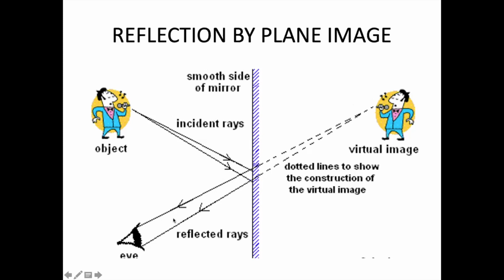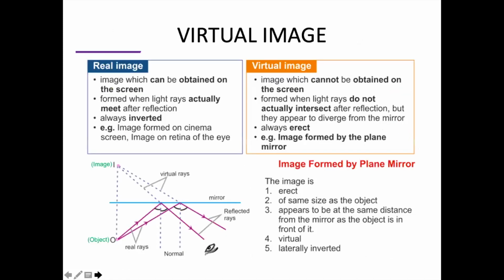You'll have to say it is a virtual image because the reflected rays are not meeting, but they appear to meet. Meaning, I'm extending back and they appear to meet and they're forming an image. The plane image, the size of the image is going to remain the same. So now you might understand what is the meaning of real image and what is a virtual image.